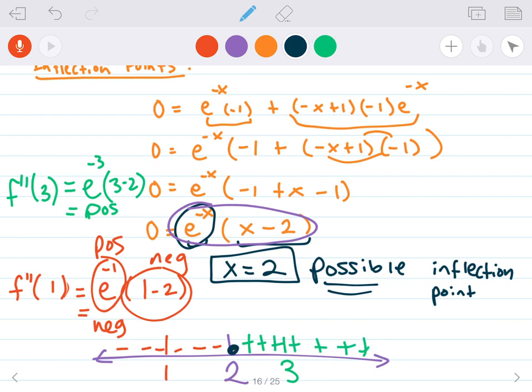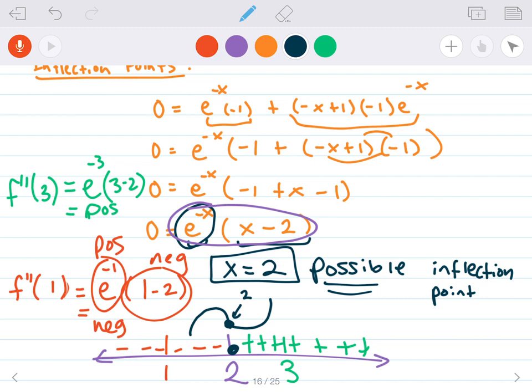And remember, way back when we talked about this, when the second derivative is negative, that's telling me my original function is concave down, right? And so what this is telling me is this thing is concave down from negative infinity all the way up to x equals 2, and then it starts to concave up, okay? So this is the inflection point right here at 2, when it starts to change concavity.